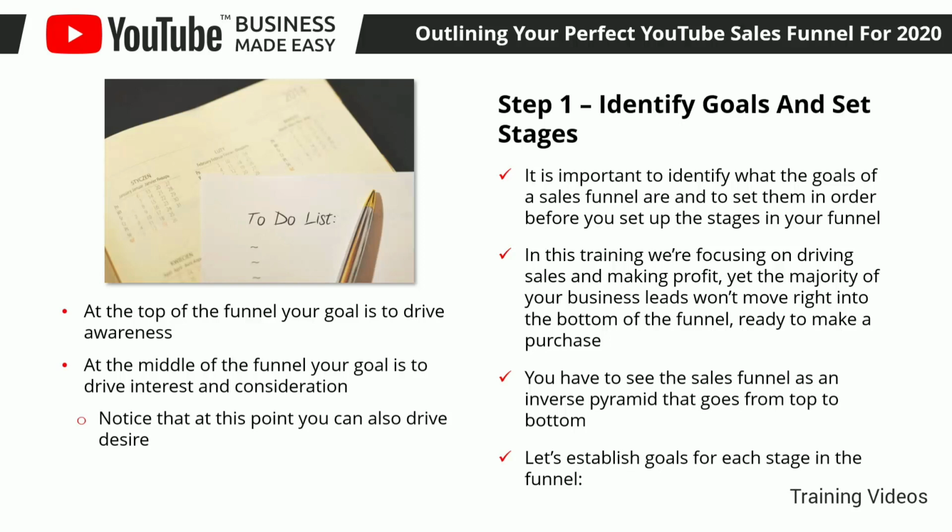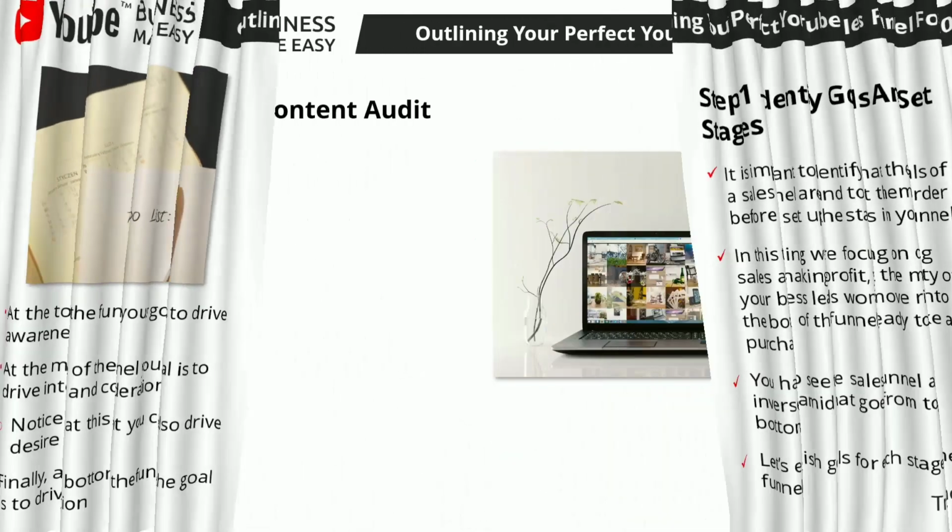Yet there is an objection stopping the lead from taking action, such as price, or maybe they need to learn more about the product before making a purchase. Finally, at the bottom of the funnel, the goal is to drive action. This is when a lead is ready to convert by signing up for a trial or making a purchase.